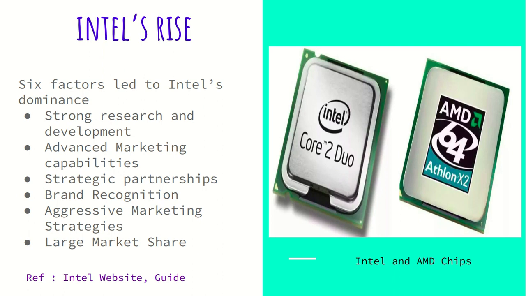Brand recognition over the past 2 decades in the processor industry. Intel has been known to employ aggressive marketing strategies such as offering incentives to computer manufacturers to use their processors exclusively. The large market share of Intel helped Intel take over the multi-core processor industry from IBM during the initial days of the multi-core processor industry. On the right side, you can find 2 processor chips, the first being Intel Core 2 Duo and the second being AMD 64 Athlon X2 chip.